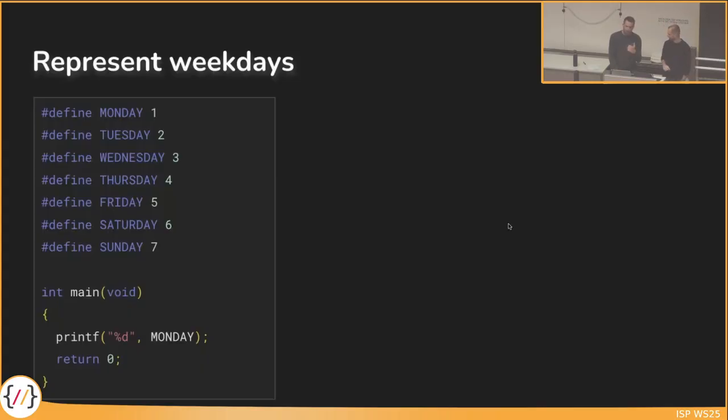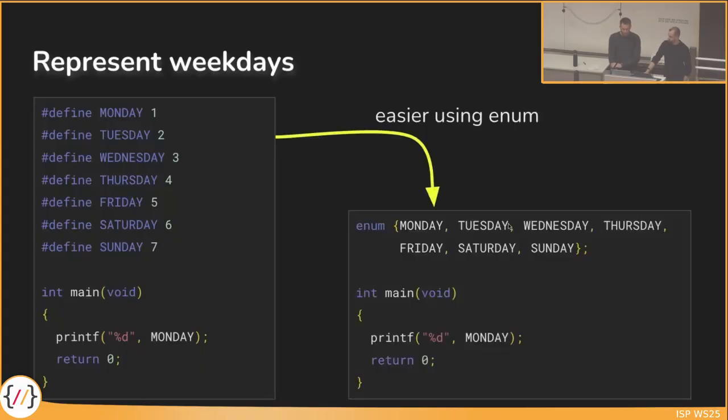So we could do it like this, but there is a better solution because now we could use enums, and enums work like this: we say enum followed by a list of names that we can define. For example, Monday, Tuesday, Wednesday, and so on. And afterwards, in our program, we can use those names that we defined in our enum as if they were constants.